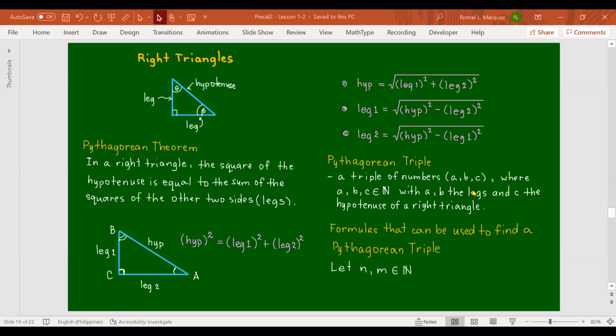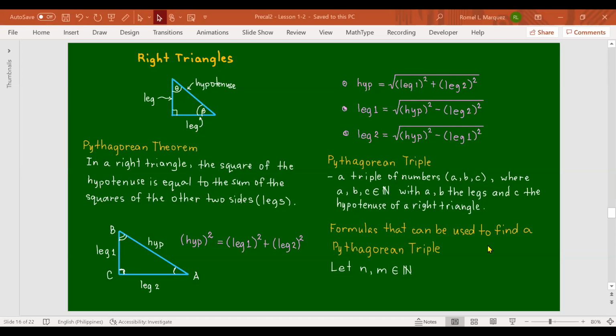Okay? Now, associated with the Pythagorean theorem is a Pythagorean triple. What is a Pythagorean triple? A Pythagorean triple is a triple of numbers A, B, C, where A and B are the legs and C the hypotenuse, and they are all positive integers or natural numbers. So they satisfy the Pythagorean theorem.